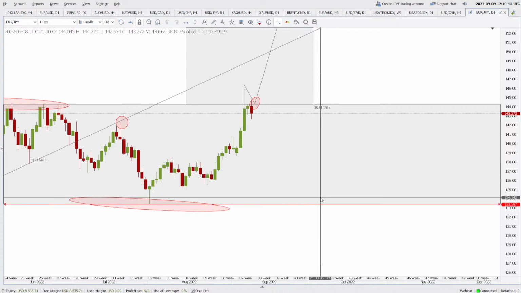Once channel breakout, we need to wait until retracement to go long. Very good, it's me, Anup. It's nice. Yes, that is what I want to say.